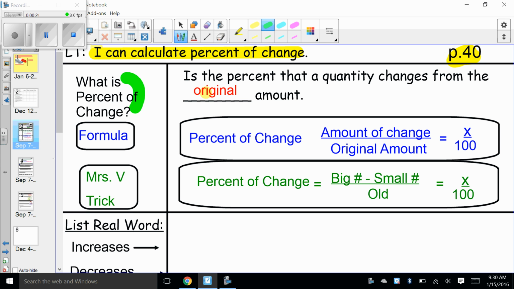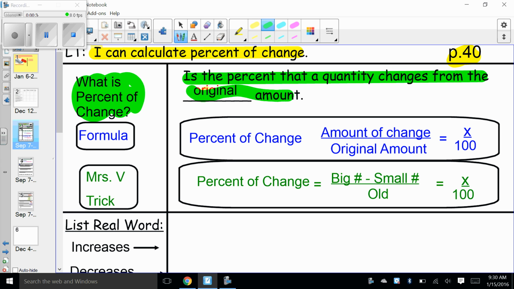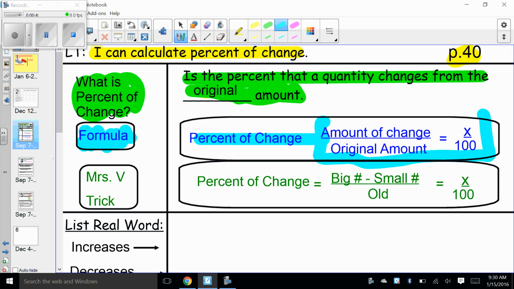So our first definition really is, what is percent of change? Percent of change is the percent that a quantity changes from the original amount. Whenever you hear that there's been a change in price, a change in number, some sort of change, this is the formula that you're going to want to use for today. The formula is this proportional relationship: the amount of change divided by the original amount. Then we would take cross products, using the idea that we know percentages are out of 100, and we would solve.